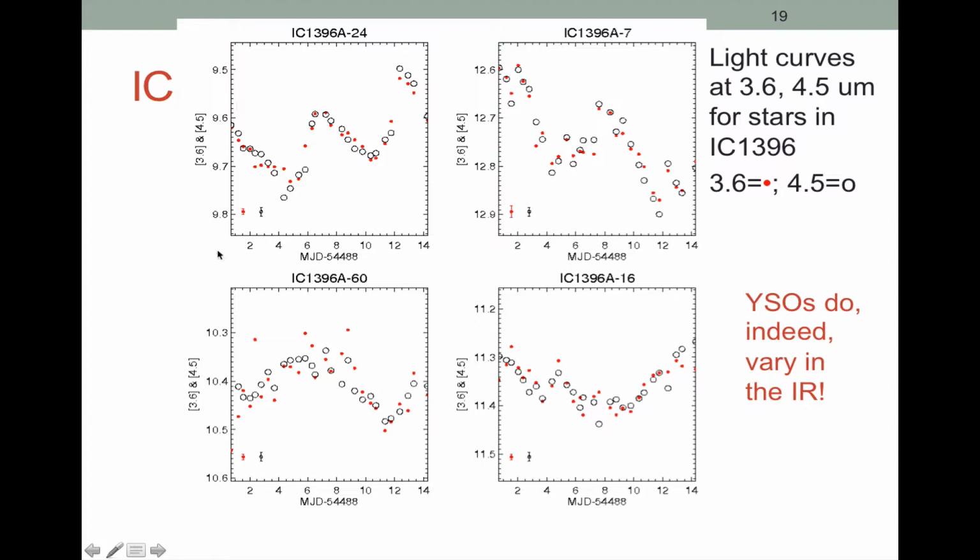So these are just some of the light curves. Here's brightness in magnitudes as a function of day. And the 2 colors of points are the 2 channels. So you can see that these young stars really are varying in the infrared.